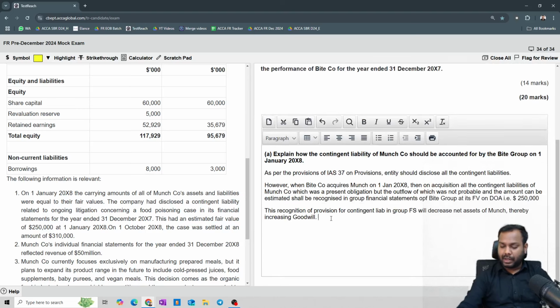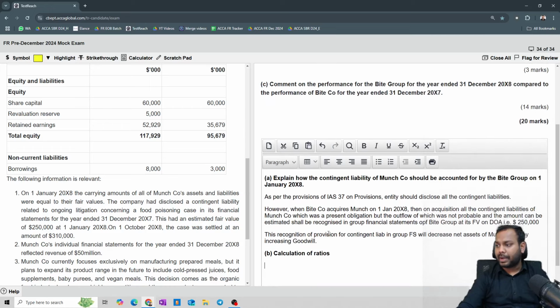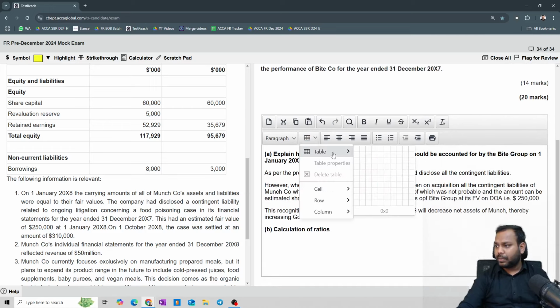Requirement number B, calculation of ratios. So what are the ratios that we have to calculate? We have to calculate 3 ratios: gross profit, operating profit, and return on capital employed. Table: ratio, formula, 20x8, 20x7. Okay, 1, 2, 3.